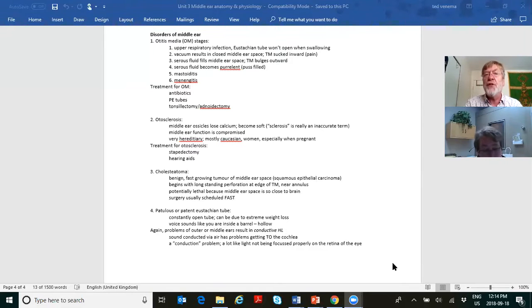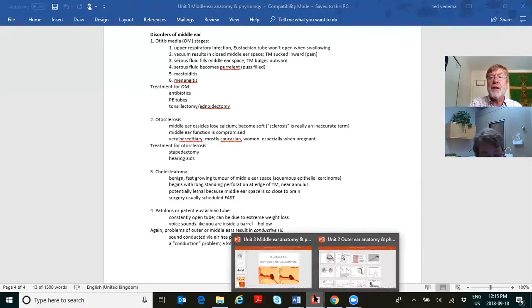The number one disorder, otitis media. Now, look at the stages of it, 1 through 6. Now, basically, stages 5 and 6, no one ever gets there. Usually, it's 1 through 4. Let's look at otitis media.